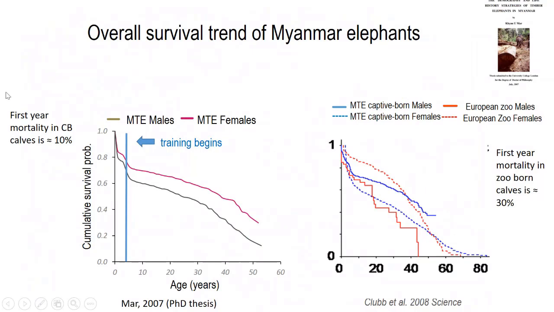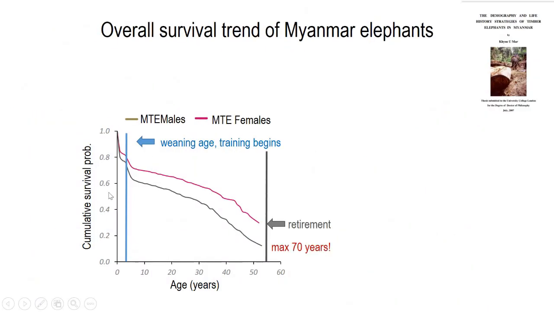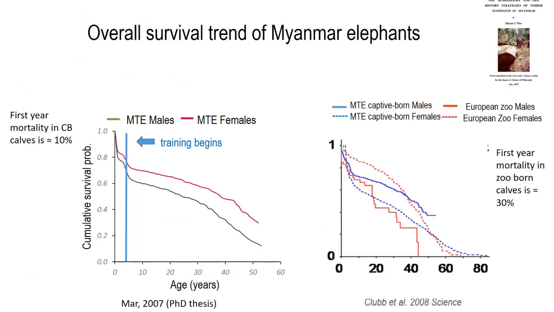In our overall survival trend, we notice there is a dip of survival, high mortality in the first 2 years, and then another dip here at age 4. This is weaning age and training. This is taming related deaths. However, our elephants continue living until age 70.